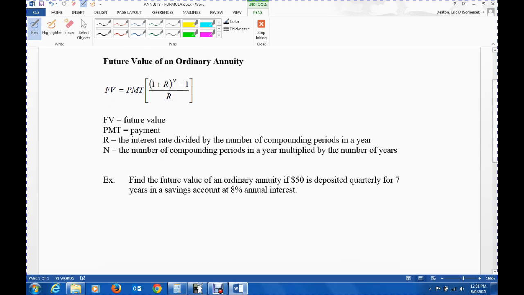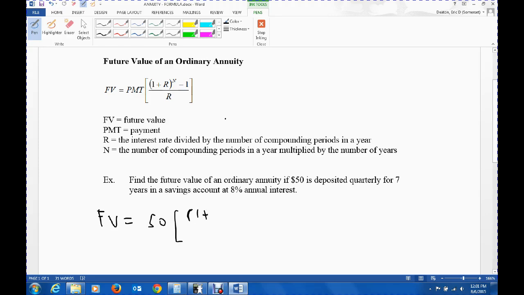Now we want to find the future value, which is what the FV means, which is the total amount of money, which is going to include all the deposits and the interest earned through that time period. So we're going to take the formula and we're just going to go through it step by step. PMT is your deposits, which in this case is $50. Then the bracket and then parentheses 1 plus R.